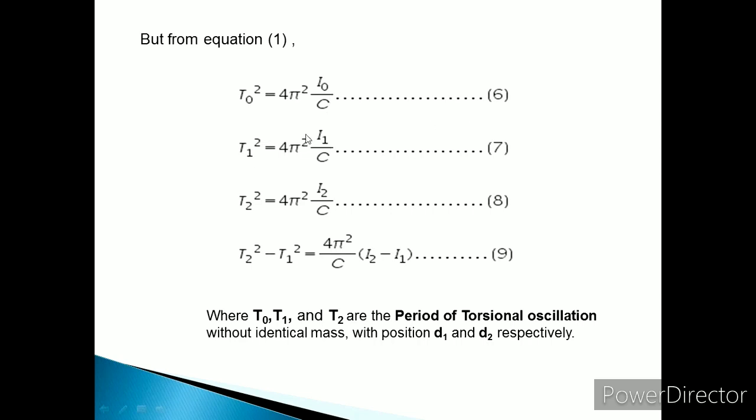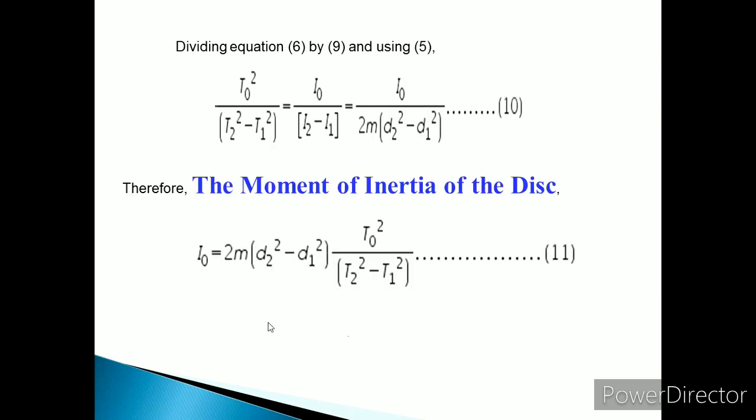Similarly, for T1 square, 4 pi square I1 by C, equation number 7. T2 square is equal to 4 pi square I2 by C, equation number 8. On the basis of equations 6, 7, 8, that means T2 square minus T1 square, that is equation number 8 minus 7, is equal to 4 pi square by C into I2 minus I1. Here T0, T1, T2 are the periods of torsional oscillation without identical masses, and with the identical masses at positions D1 and D2 respectively. Generally, T is represented for the period of oscillation.